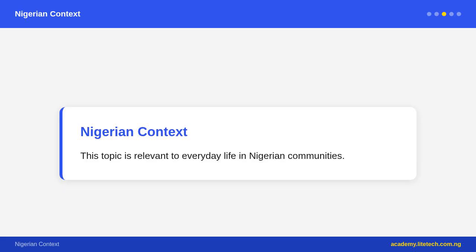5. Abacha era, 1993–1998. Nigeria internationally isolated due to human rights abuses. The Commonwealth suspended Nigeria in 1995 after the execution of Ken Saro-Wiwa and the Ogoni 9, later reinstated after Abacha's death.